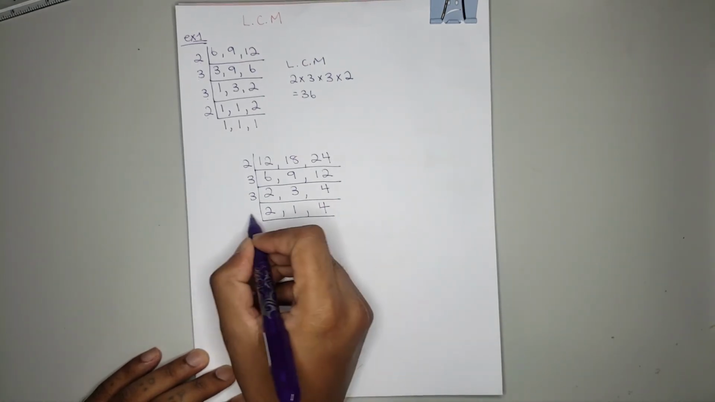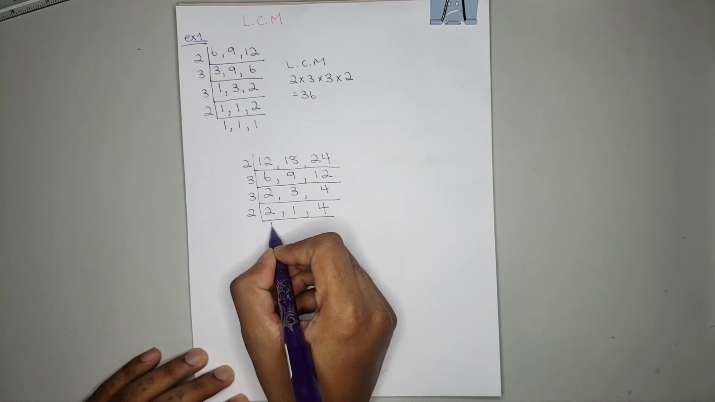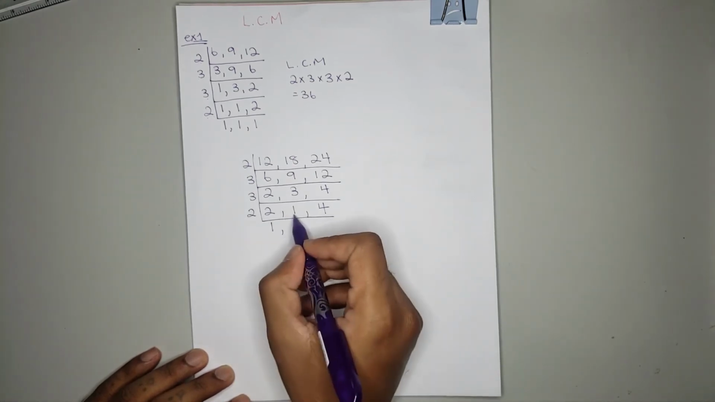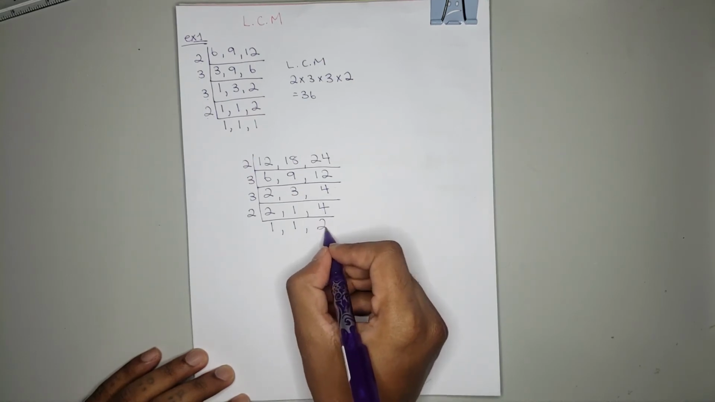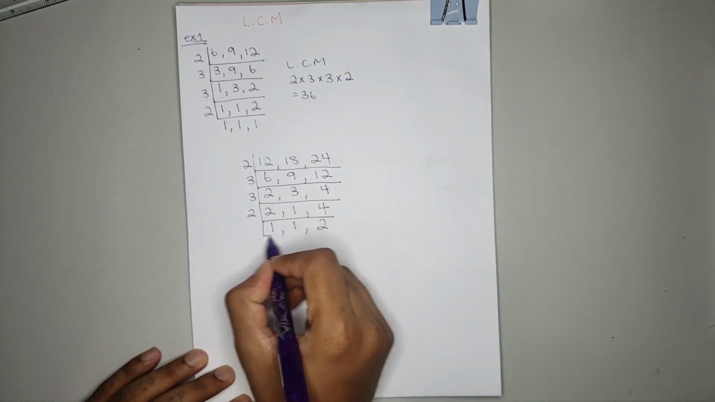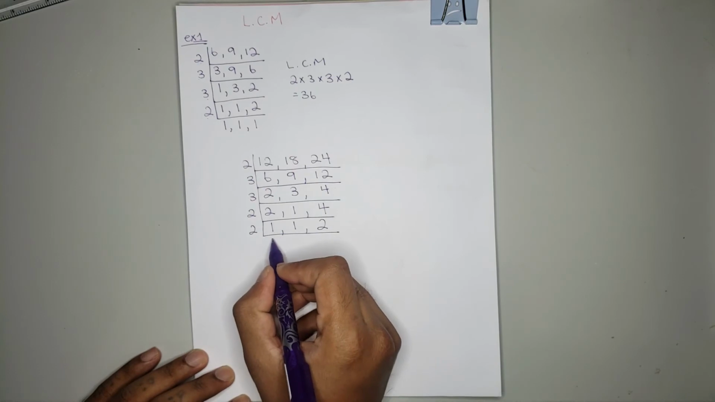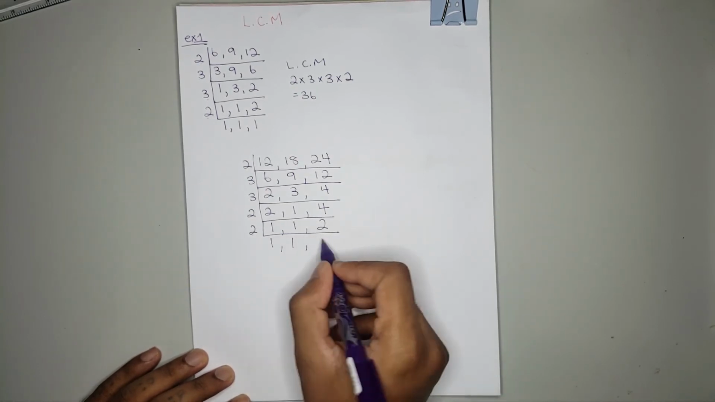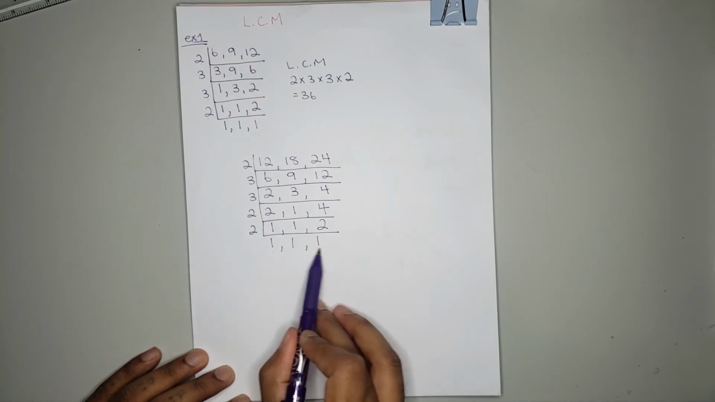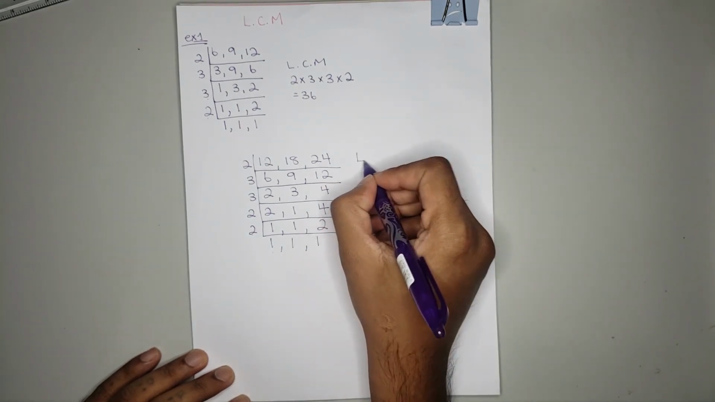Going again, try 2. 2 can go into 2 1 time without leaving a remainder. 2 cannot go into 1, so therefore I rewrite the 1. And 2 can go into 4 2 times without leaving a remainder. So I try 2 again. 2 cannot go into 1, so I rewrite the 1. 2 cannot go into 1, rewrite the 1. And 2 could go into 2 1 time. We end up with 1, 1, 1 in the base here, so therefore we know we have completed dividing.